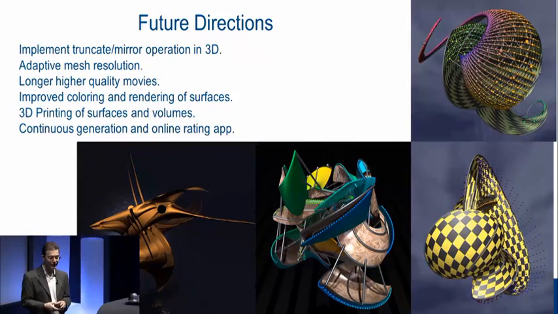Another thing that might be nice would be adaptive mesh resolution. So right now, the distance between points is fixed at the beginning, and so as some regions get stretched, there are some very large panels, if you will, on the surface that gets generated, and it would be nice to add more resolution in those areas as we go through the stages. Longer, higher quality movies, yeah, that's just a matter of patience.